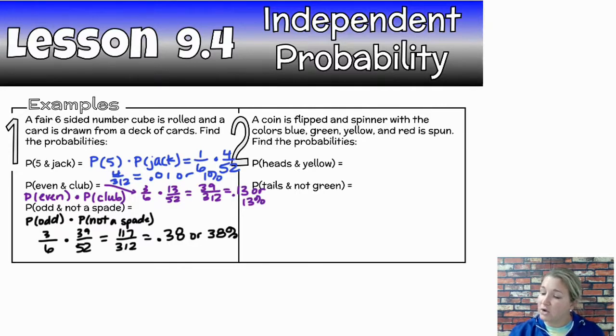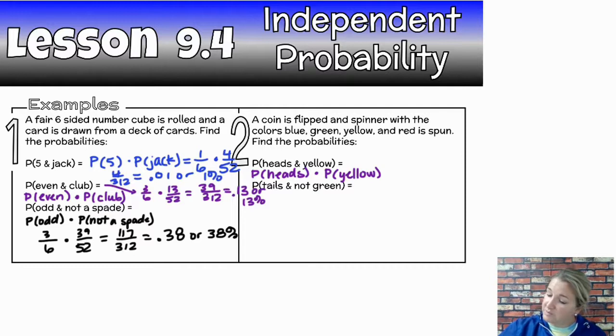All right, the next ones are not nearly as long, I don't think. The next one is a coin is flipped and a spinner with the colors blue, green, yellow, and red, and those are going to be all equal amounts. So we're going to find the probability of flipping the coin and landing on heads, and then spinning a spinner. Those two don't have anything to do with each other, so that's why they're called independent events.